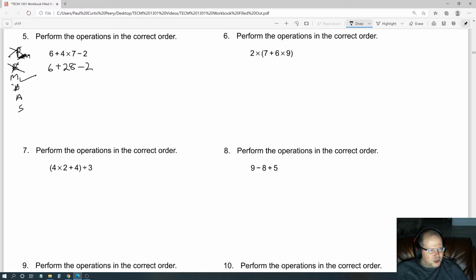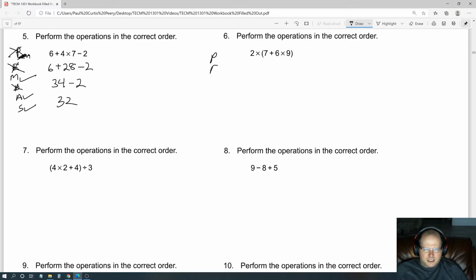Is there any division? No. Is there any addition? Yes. Right? And again, we do whichever comes first from left to right. If the subtraction had come first, we would have done that first, but since the addition comes first from left to right, we do the addition. So we say 6 plus 28, which gives me 34. We'll bring down the minus 2. And do we have any subtraction? Yes, we do. We have to do that next. 34 minus 2 is 32. Move on to the next one.